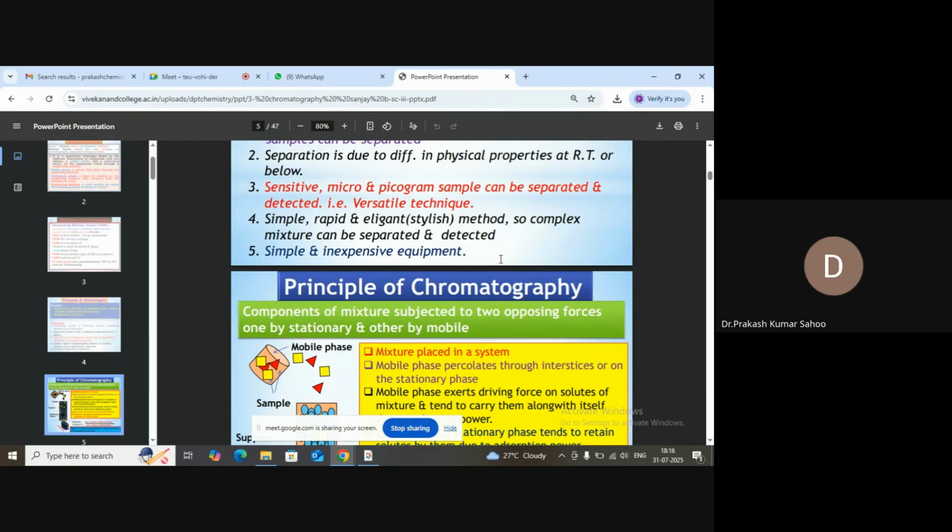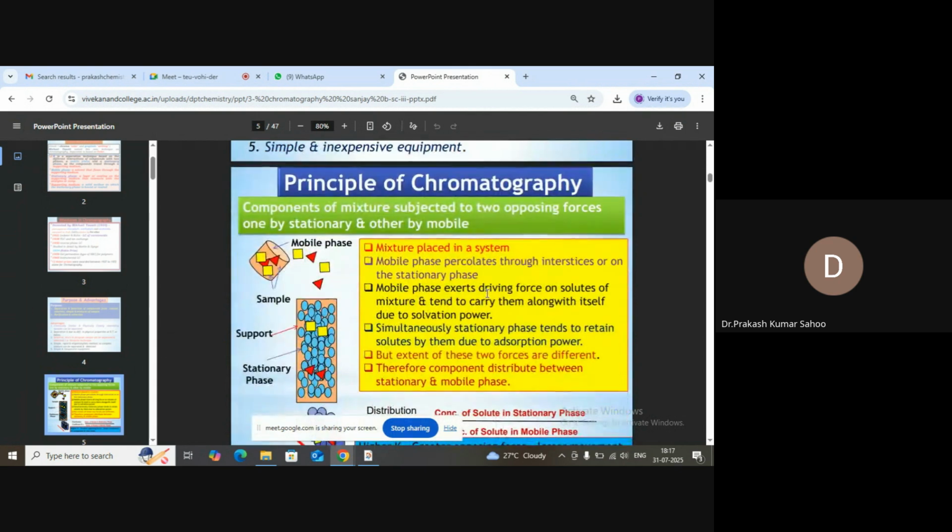Simple and inexpensive equipment. This is also one of the major advantages of this instrument, that it is a very simple and inexpensive technique. So this is the primary principle of chromatography. As we know, components of the mixture are subject to two opposing forces, one by the stationary phase, the other by the mobile phase. So there are two forces acting on the different components in the mixture, that is, the force from the stationary phase as well as the force from the mobile phase.